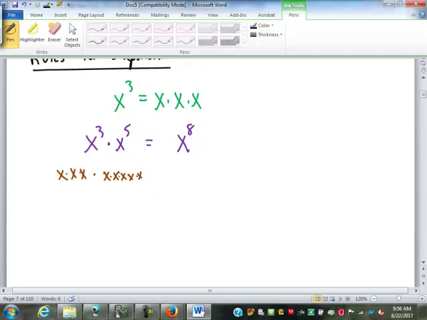So what if I have y to the 7th times y to the 18th? What do I get? Yes, y to the 25th. When I'm multiplying exponents with like bases, I can add the powers. So 7 plus 18 is 25. How about z to the 4th times p to the 8th?